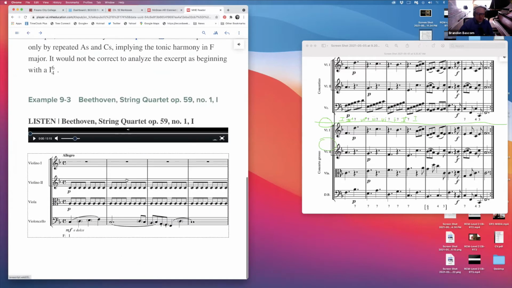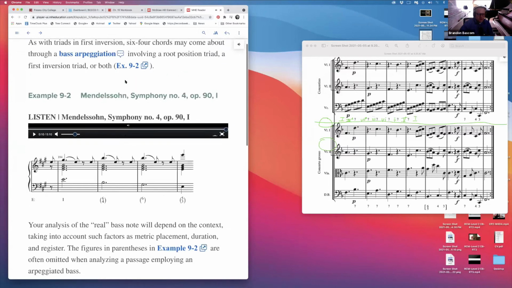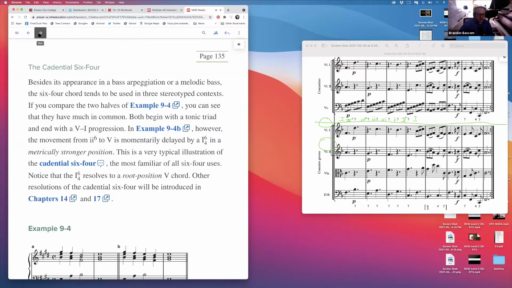Then they said we could also use them as melodic bass, like this bass. Example 9-3. Remember that? I remember that.